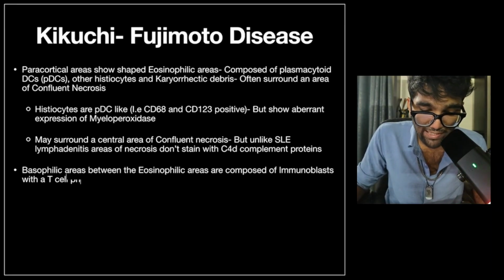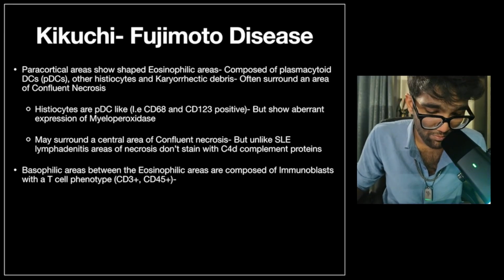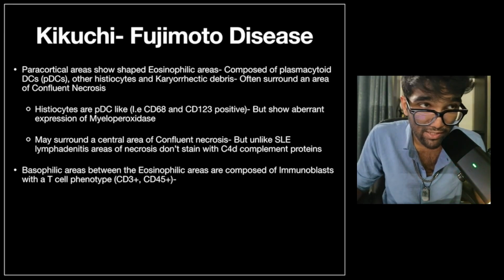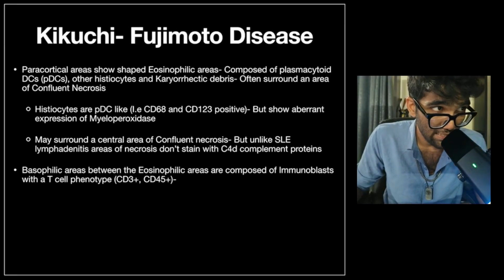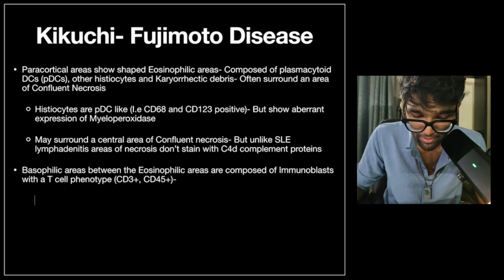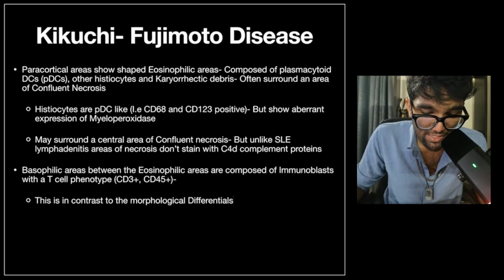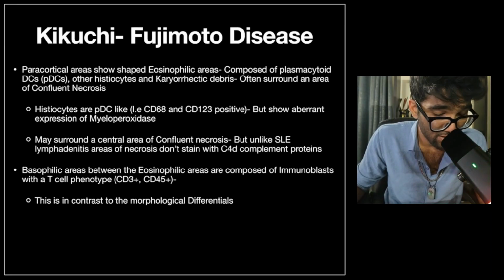Now, basophilic areas between the eosinophilic areas are composed of immunoblasts. If you remember, immunoblasts are any activated T or B cell. These immunoblasts are of T cell phenotype, so they express the pan T cell marker CD3 and the pan leukocyte marker CD45. Now, this is different in contrast to its morphological differentials. I'm just putting it out there for now, and we'll get to this when we discuss these diseases in detail in subsequent discussions in this series.